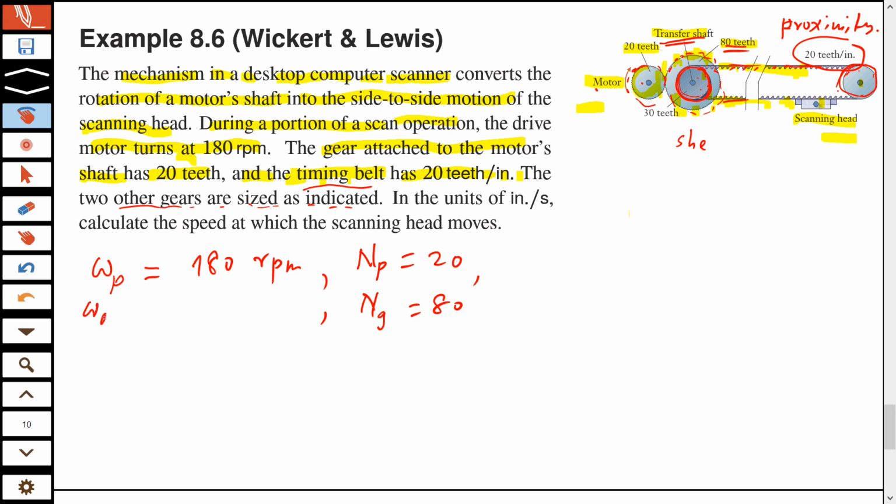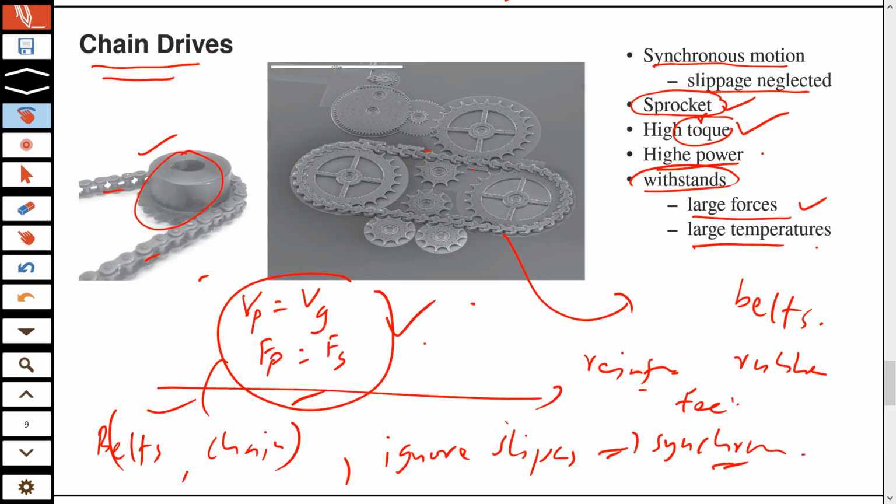And omega G, which you can calculate, it's not given. The two other gears. Okay. The two other gears. So I'm just now thinking.